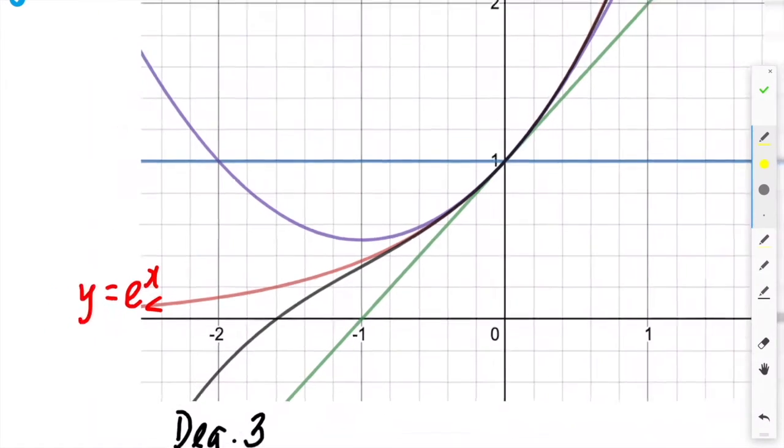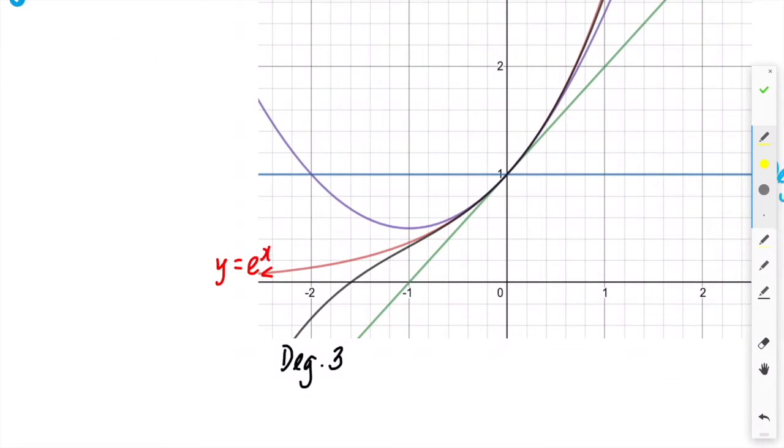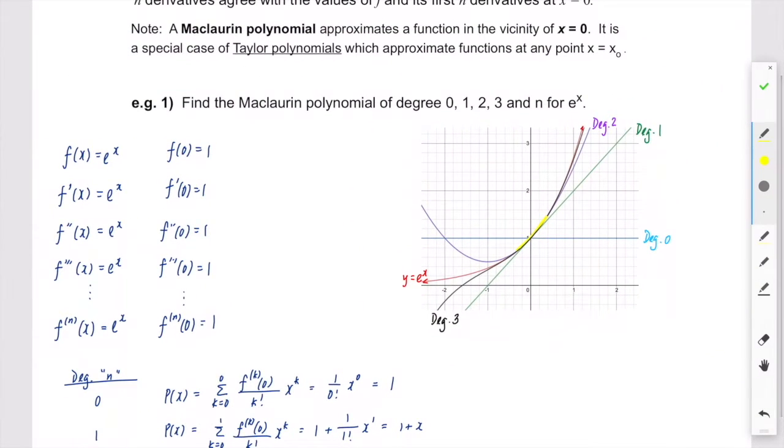And then does it improve when I go to the purple, the quadratic? I think so, right? Because now the curve starts matching. And then I can see that the black function here, the degree 3 function, is the best approximation to the curve of y equals e to the power of x amongst the 4 different variations that we have. So it does improve by increasing the degree of the function.